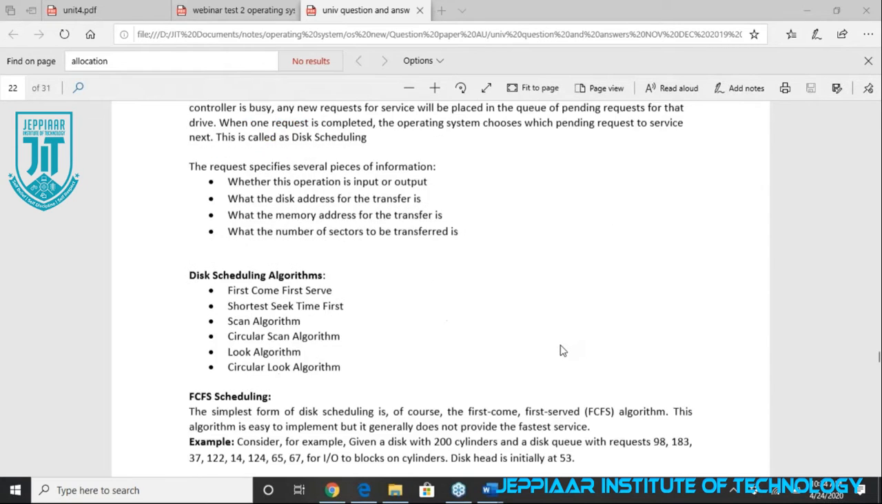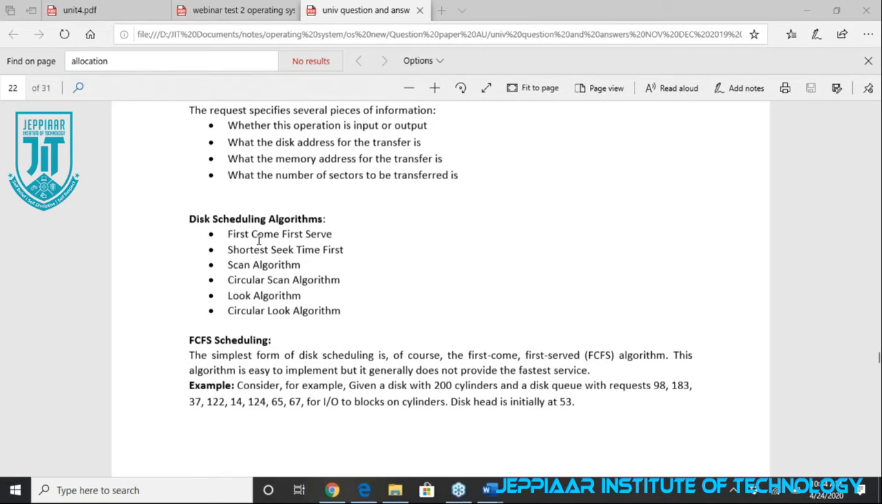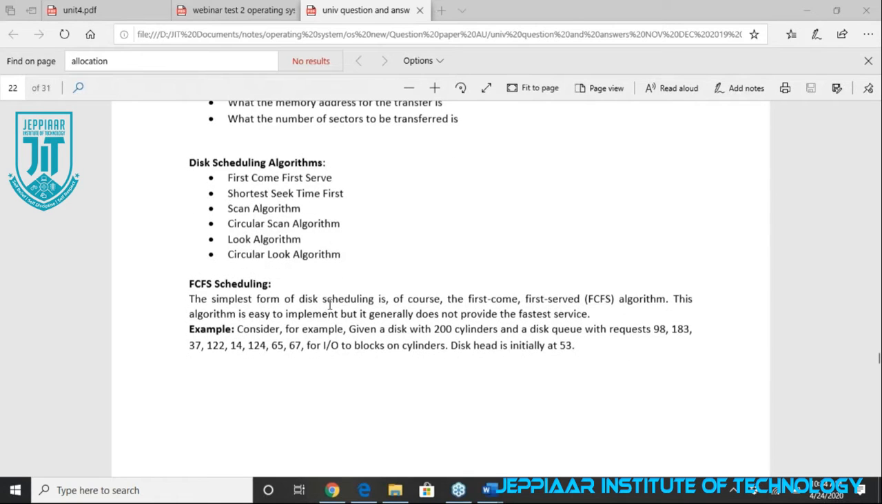Disk scheduling algorithms are of different types: first come first serve, shortest seek time first, scan algorithm, circular scan algorithm, look algorithm, circular look algorithm. So now we'll see one by one.